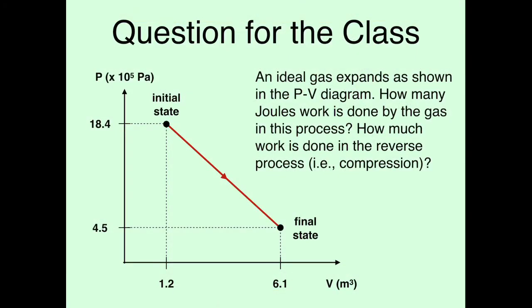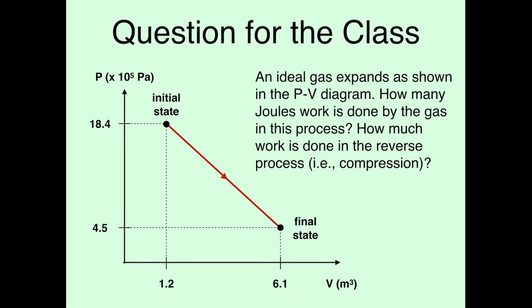All right, so here is an example problem that I'd like you to try out and see if you can get the answer. In the PV diagram shown right here, we're seeing an ideal gas which expands. So it starts off over here where the volume is pretty low. The volume is 1.2 cubic meters, but then it moves along this curve and then it ends up at this final state where the volume is much greater. It's 6.1 cubic meters. So that's showing a gas expanding. And by the way, the pressure is dropping as the gas expands.